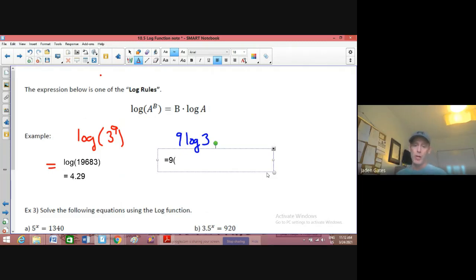Now, 3 is a small number, right? Well, the log function will make it smaller. In fact, it'll make it 0.477. Now, if I take 9 times 0.477, again, a little bit of rounding here, guess what I get? 4.29. They're equal. So this is an important log rule.